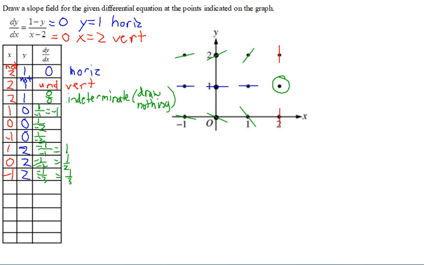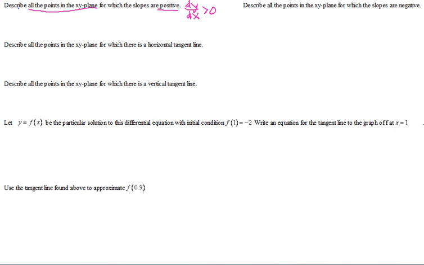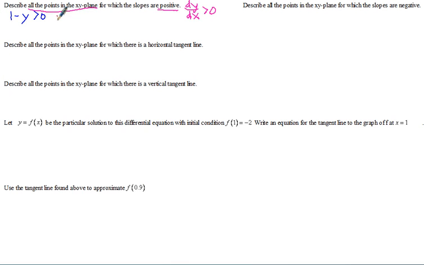So you have to have 1 minus y, the numerator, greater than 0, and the other one, the denominator, x minus 2, is greater than 0. So in this one, if you add the y over, you get 1 is greater than y. If you flip it around, y is less than 1. You add the 2, you get x is greater than 2. So that's one possibility.